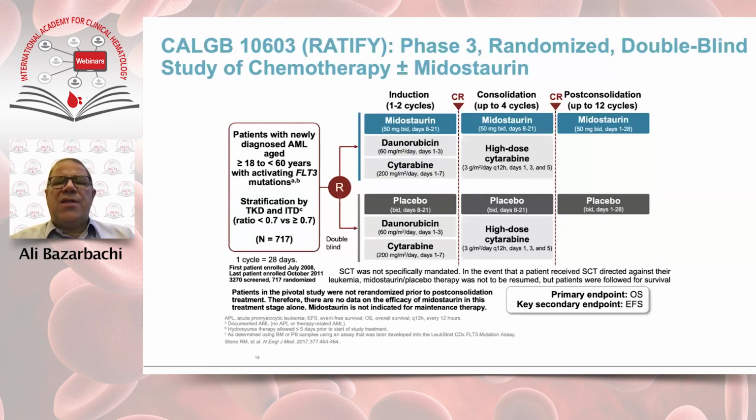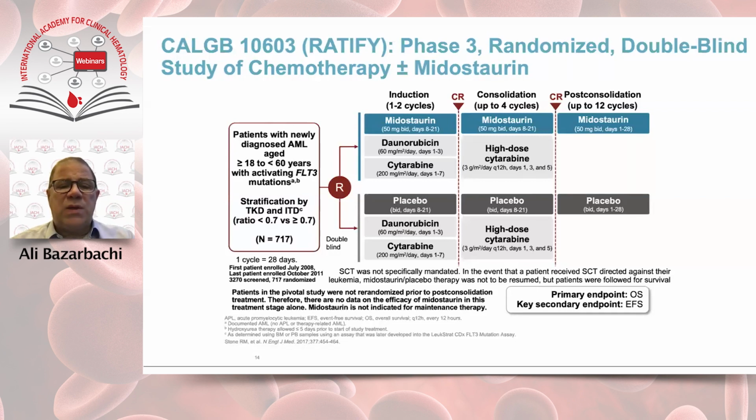Then the practice-changing randomized trial was the RATIFY trial by the CALGB 10603, which was a phase 3 randomized study of chemotherapy plus or minus midostaurin. So newly diagnosed AML patient 18 to 60 with activating FLT3 mutation, so FLT3 ITD or TKD, were randomized to daunorubicin cytarabine together with midostaurin or placebo during induction, high-dose cytarabine plus or minus midostaurin or placebo for CR patient up to 4 consolidation cycles, and then post-consolidation maintenance midostaurin or placebo.